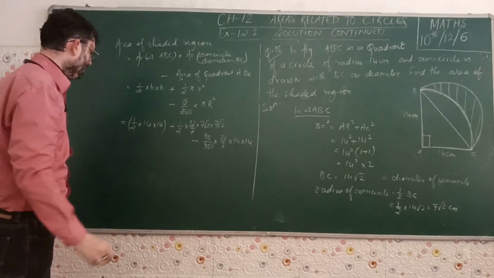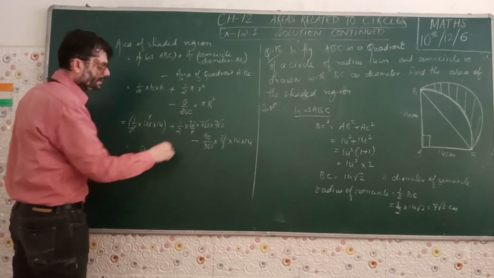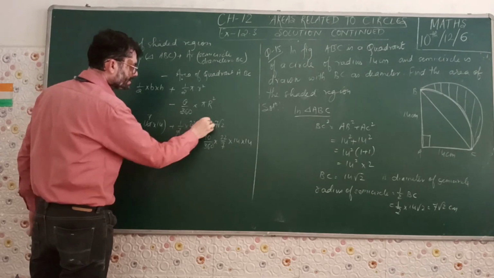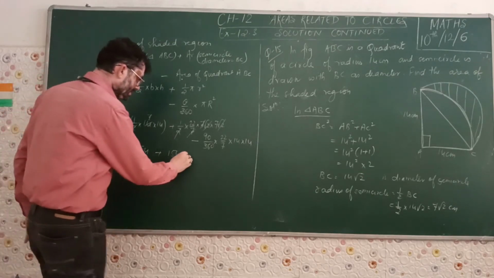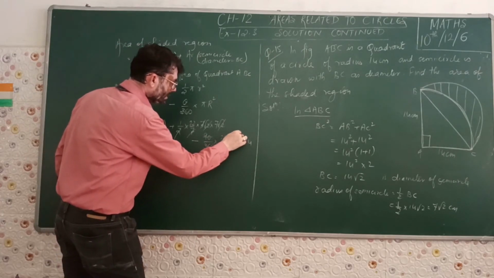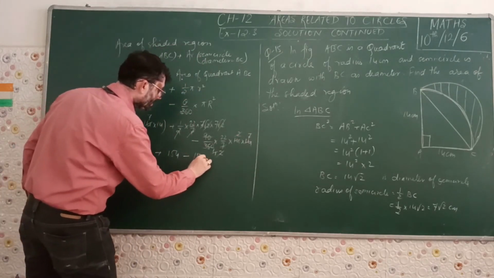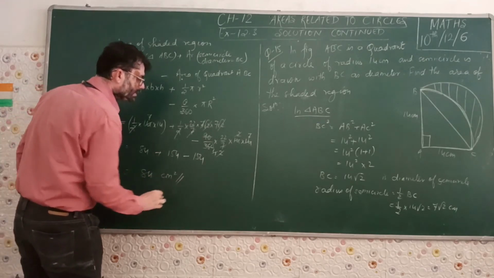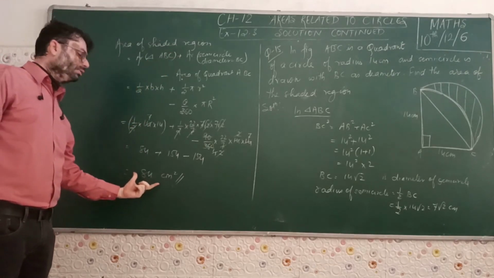So let us simplify it. Half into 14 into 14 is 98, plus, this 7 and 7 cancel, root 2 into root 2 is 2, and 2 cancels, so these give 22 into 7, which is 154, minus. Let us simplify this one. 90 by 360 is 1 by 4, 14 into 14 by 4 is 49, and 22 by 7 into 49 again gives 154. So this cancels, and we get finally 84 centimeter square. So the area of the shaded region that we were looking for is 84 centimeter square.